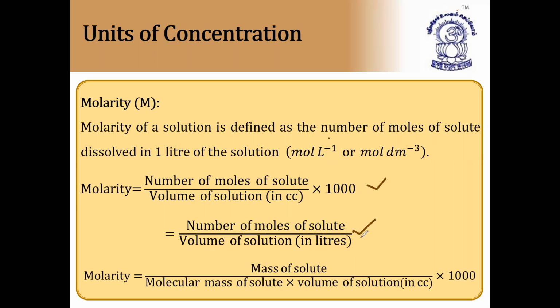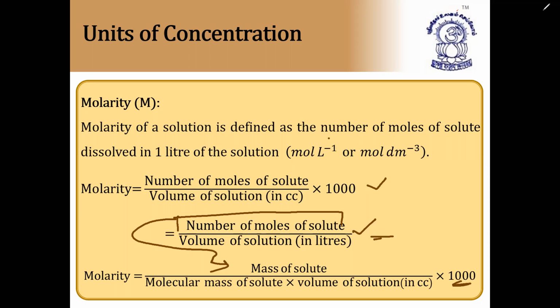So molarity is equal to mass of solute by molecular mass of solute, because the number of moles of solute, sometimes they will not give straight away. They will give the mass of solute, and the molecular mass of solute you can find out, and volume of solution in liters. If they have given cc, you have to multiply with 1000. I hope this is clear. This is another way of expressing concentration of solution, and this is called molarity.